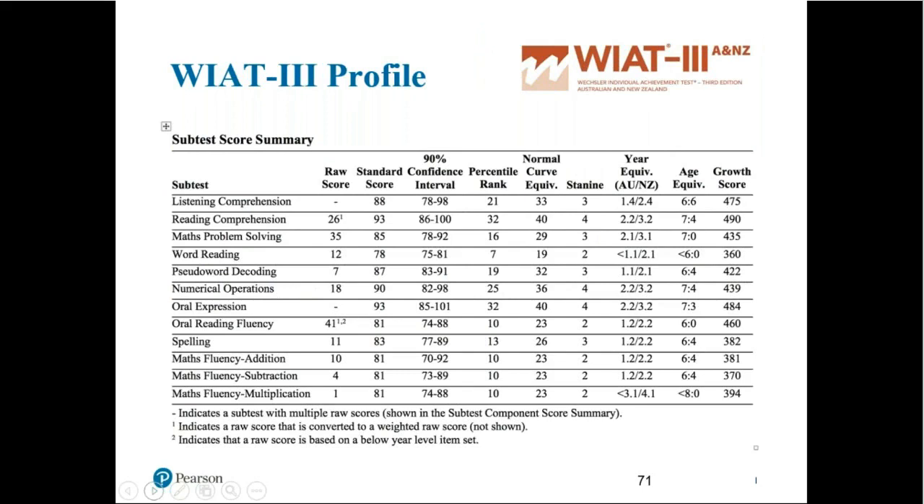These are her WIAT scores, and again you can see that they're all mostly in the 80s and a few up into the 90s. There is one in particular that is quite a lot lower, and that might be a flag for us, particularly in light of the DSM-5 criteria, which is word reading at 78.